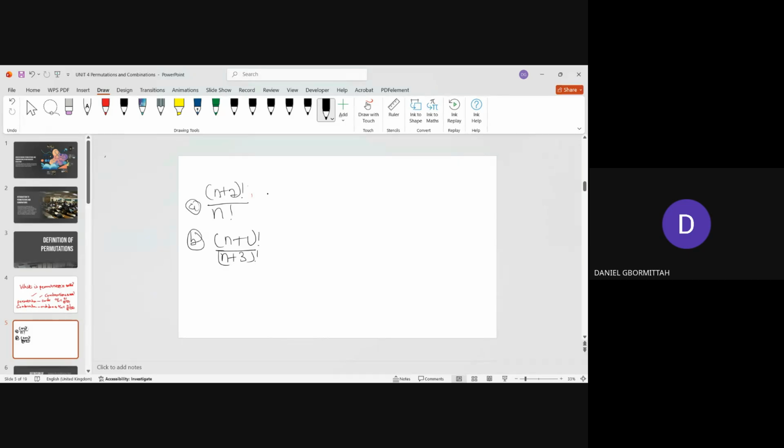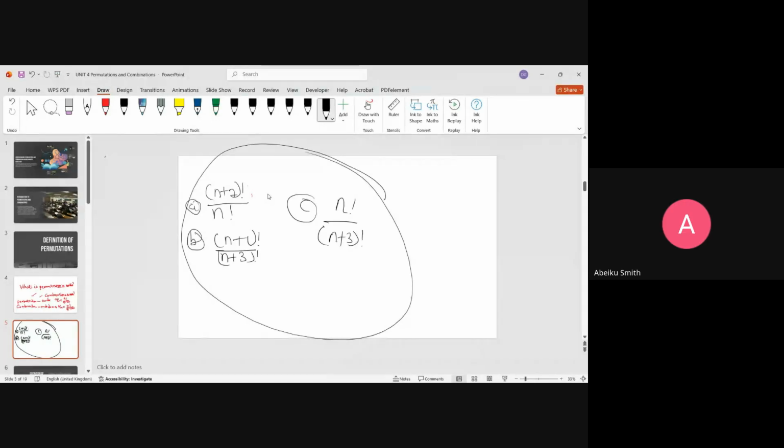And lastly, you can have this one. That is n factorial divided by (n plus 3) all factorial. So make sure that all these examples, you work on them before coming. Is that okay? Yes, please.